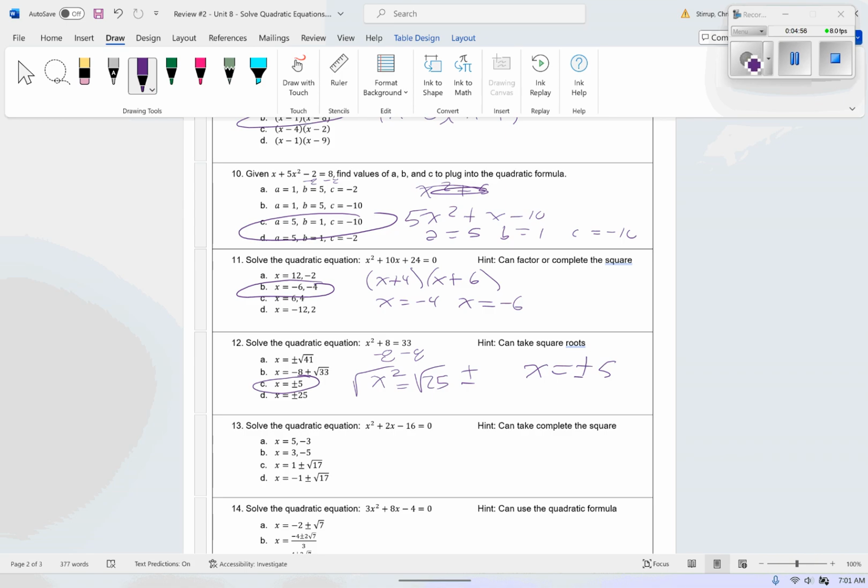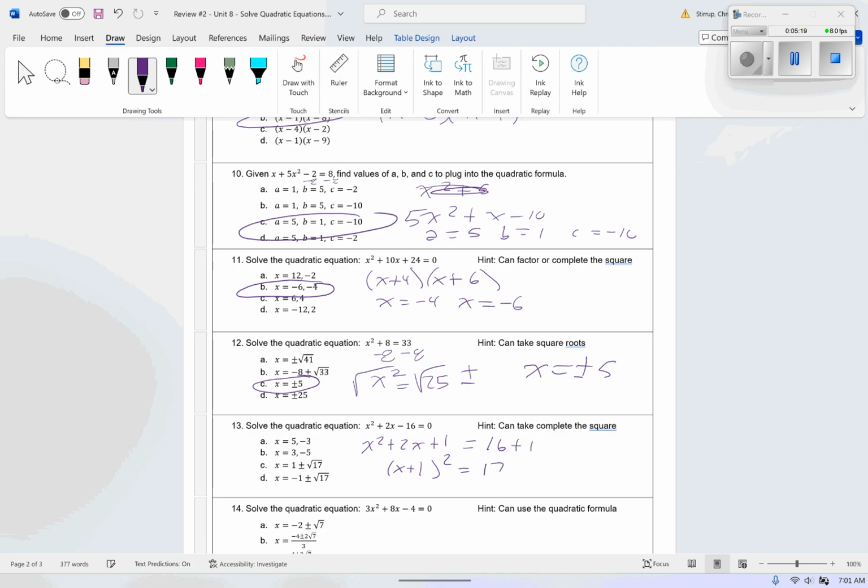We want to solve this one. It's not going to factor, so we can complete the square. Why don't we try that? So x squared plus 2x, leave a space, add 16 to both sides, bring it over, and then set up your parentheses. So x, this sign has to follow down. Half of 2 is 1. 1 times 1 is 1, so you're going to add 1 to both sides.